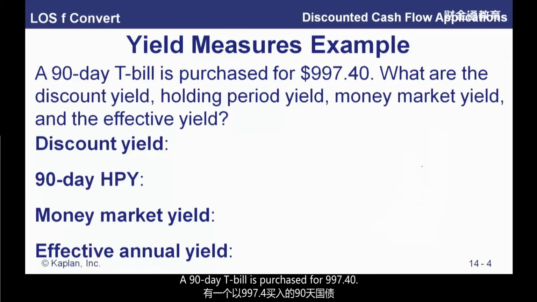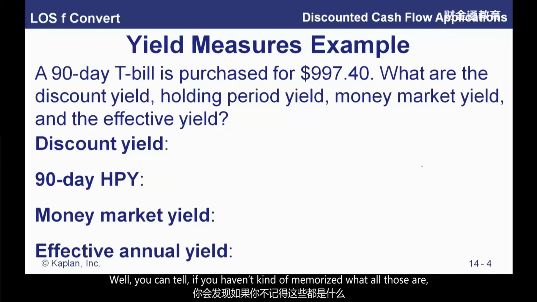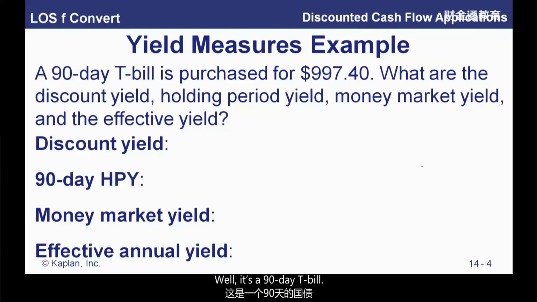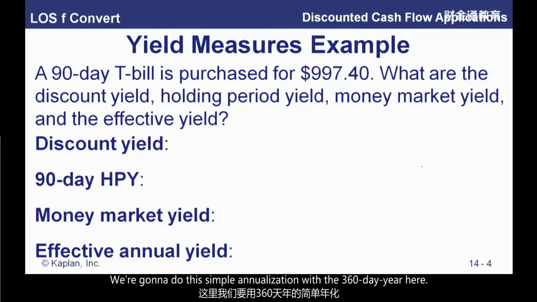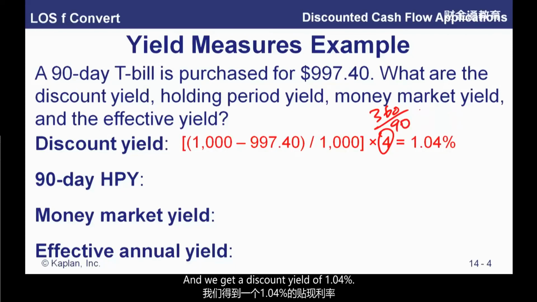A 90-day T-bill is purchased for $997.40. Again, our face value we're assuming is $1,000. What are the discount yield, the holding period yield, the money market yield, and the effective yield? Well, if you haven't kind of memorized what those are, you'd be in pretty much trouble right now. So what is our discount yield? Well, it's a 90-day T-bill. We're going to do the simple annualization with a 360-day year here. So that's why I put a 4 here. Remember, this is 360 over 90. And we get a discount yield of 1.04%.